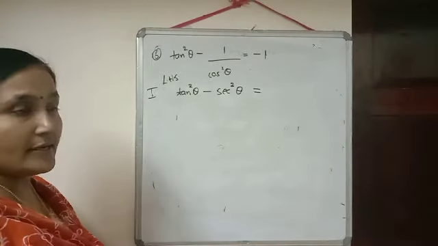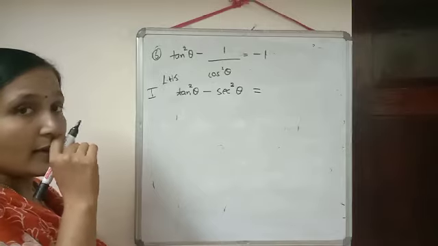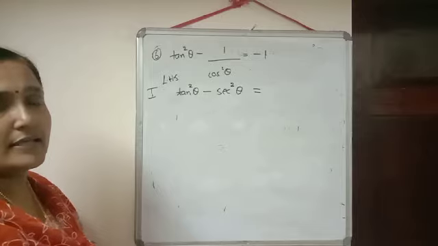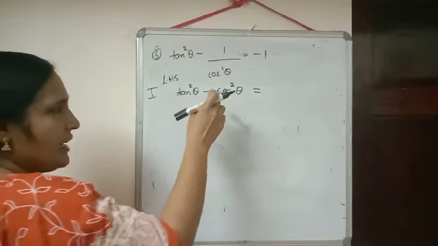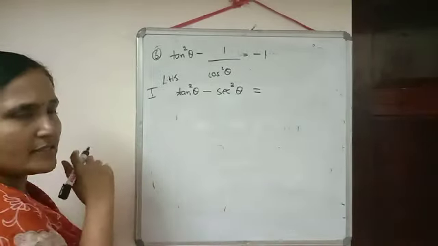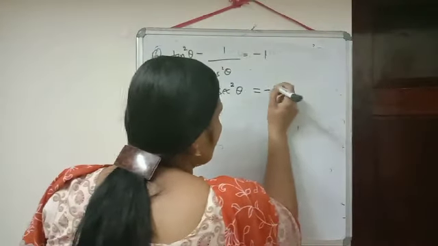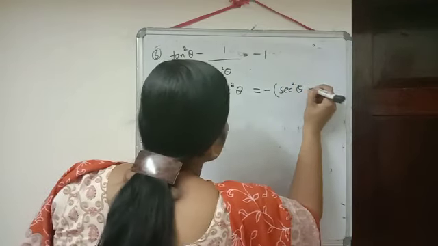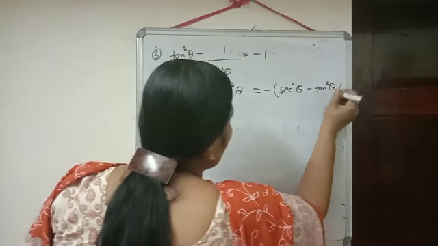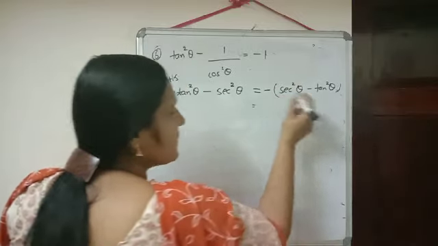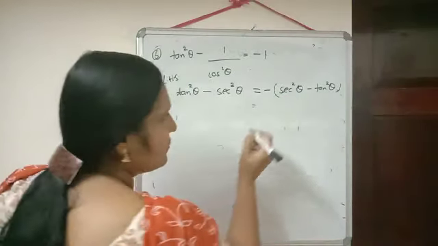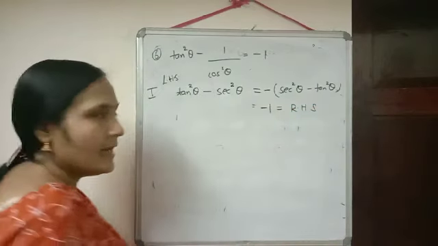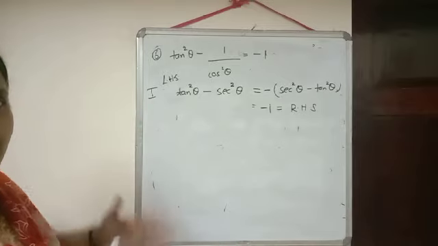And according to the identity, which one is equal to 1? Yes, correct. Sec square theta minus tan square theta is equal to 1. So since we need sec square theta minus tan square theta, we have to take a negative sign outside. Then inside the bracket it will come sec square theta minus tan square theta. And the value of sec square theta minus tan square theta is 1. So we'll get here minus 1, which is equal to our right hand side. This is the first method to prove this question.